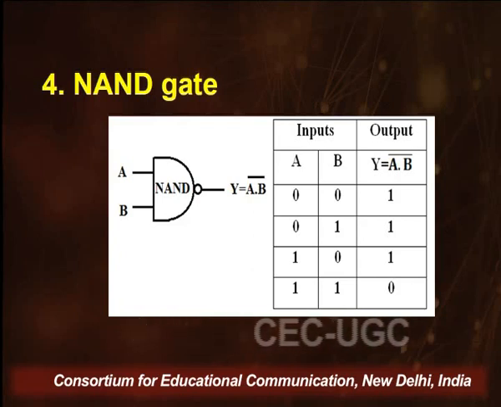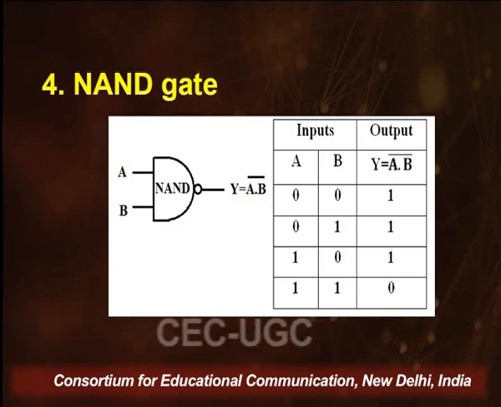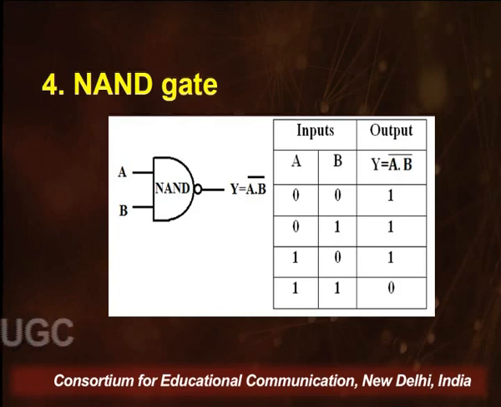The output looks like Y is equal to A dot B, which was the logical multiplication of the AND gate, and it has a bar over it, which is the symbol for a NOT operation. So combination of NOT and an AND. So we do an AND first and we reverse it by using the NOT operation.